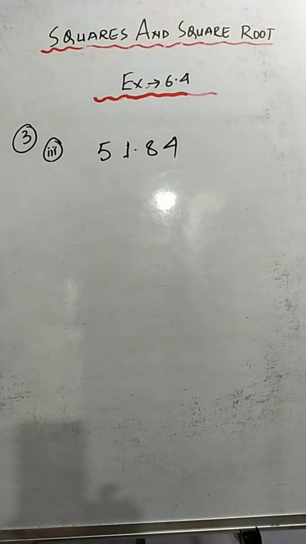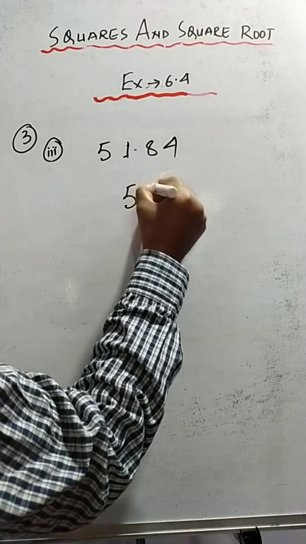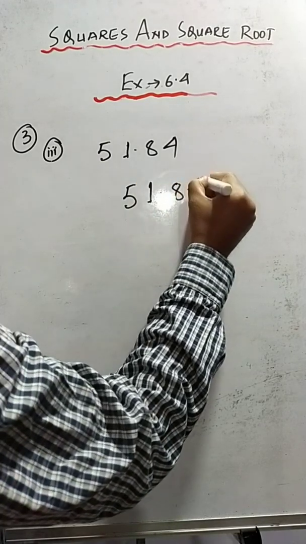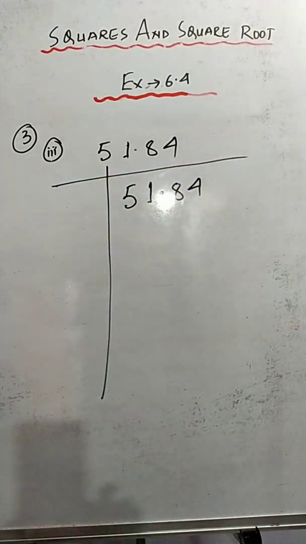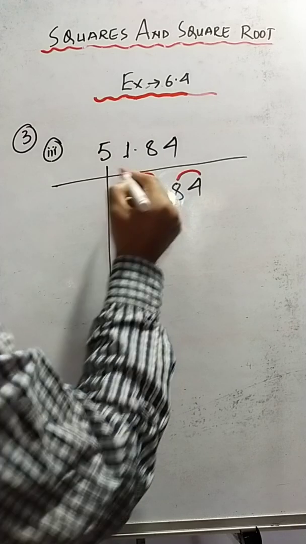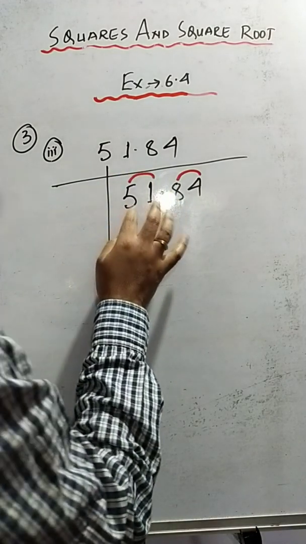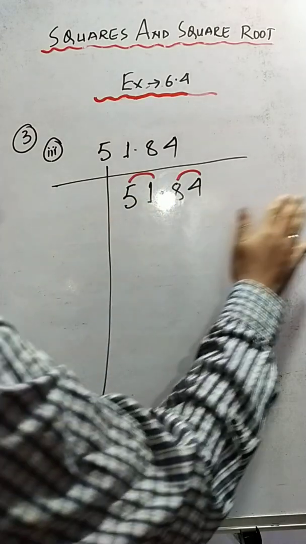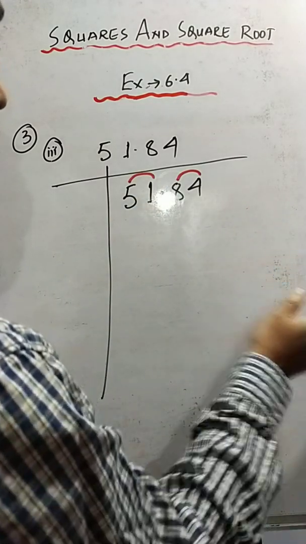Okay. Now let's try sum number 3 of question number 3. Sum number 3, we have 51.84. So we'll first write the number 51.84. We'll draw the line here. Now the next thing, we'll do the pairing. And then we'll see which is the closest number that we can write to 51. That would be 6 6s are 36, 7 7s are 49, 8 8s are 64, which is the greater number.